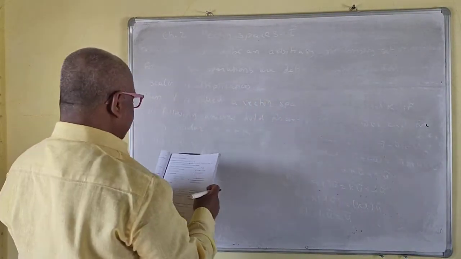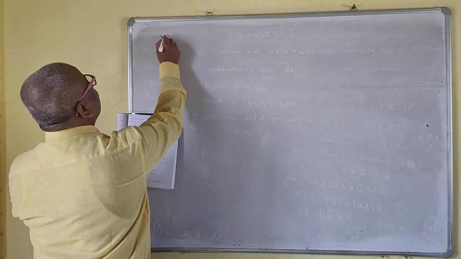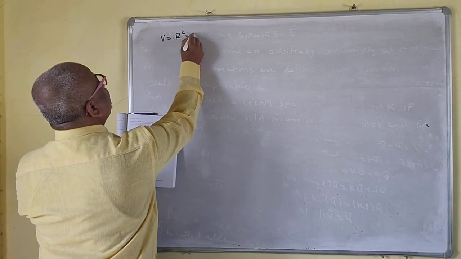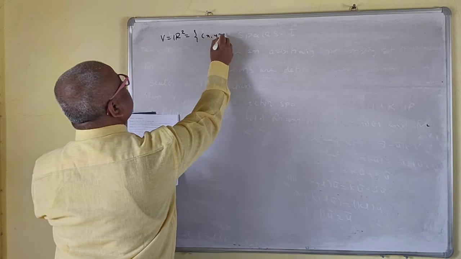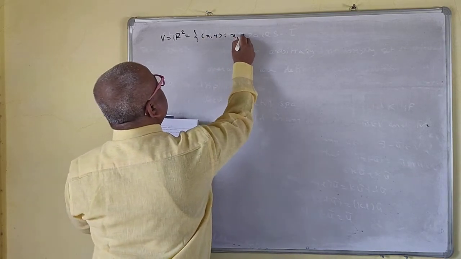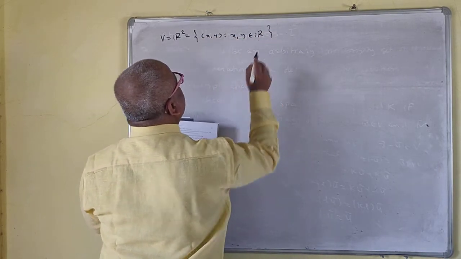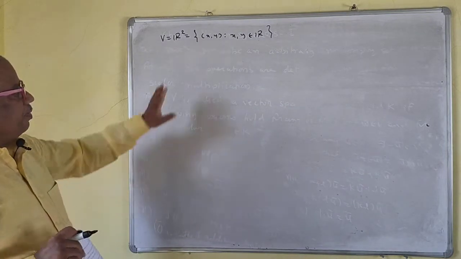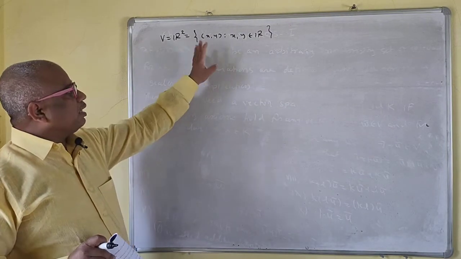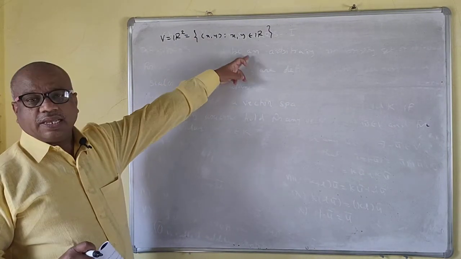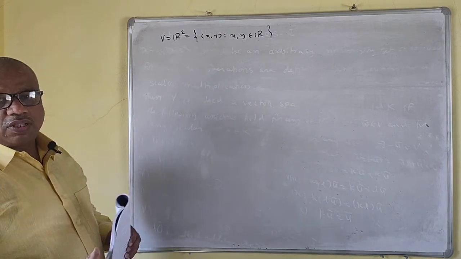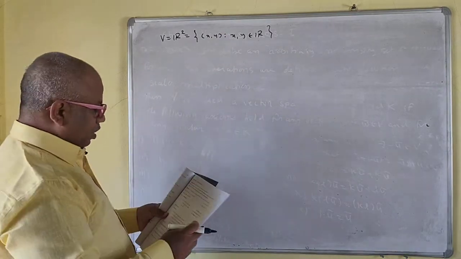Suppose we take an example. Let V be equal to R2. R2 means the set of all ordered pairs (x, y) such that x, y belong to R. Later on we will not write this out again. R3 means the set of all triplets (x, y, z).